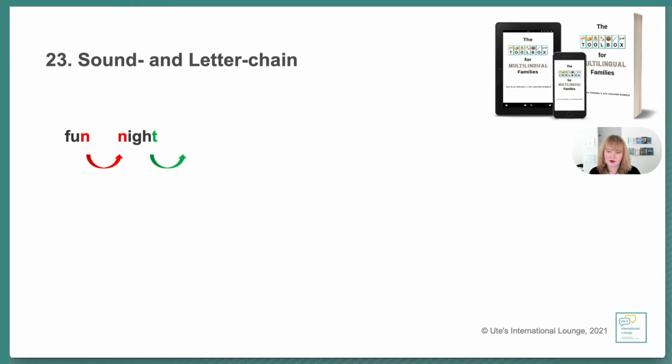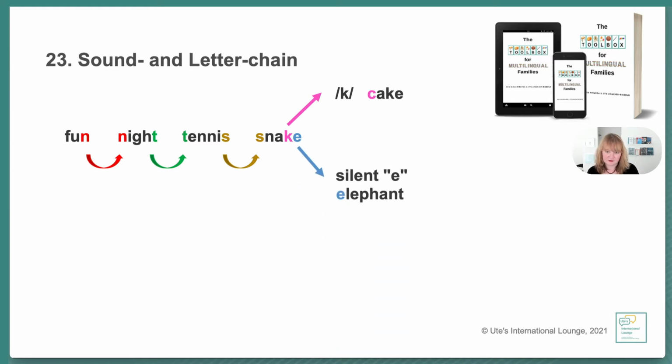Then the third player, or the one who is next, can say tennis. And the next one can say, for example, snake. Now, a next word that would start with the last sound or letter of snake can be either cake, repeating the last sound of the word. This is, for example, if we don't know yet how snake is written. Or we can opt for a word that starts with the silent E, like elephant.